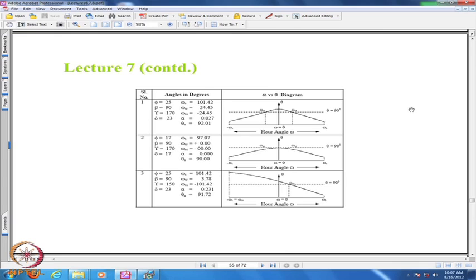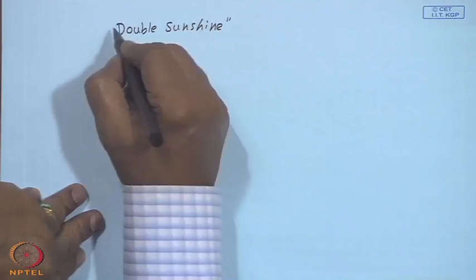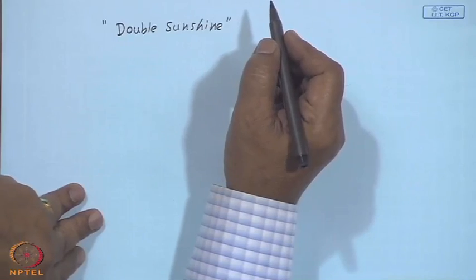Before we go into that evaluation, last time we were talking about the cases of so called double sunshine, that is, the surface receives solar radiation sometime during the day, with a no sunshine period in between, and again receives sunshine for a certain period. There can be n number of degenerate cases, both being only in the afternoon, both being only in the forenoon, or distributed over forenoon and afternoon.